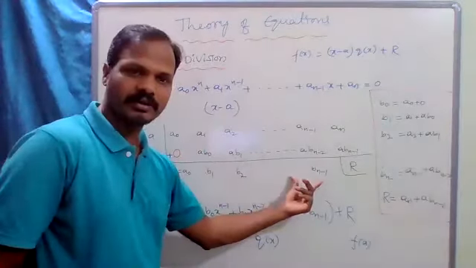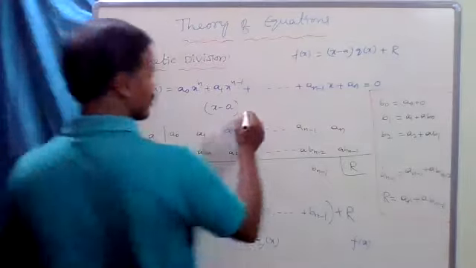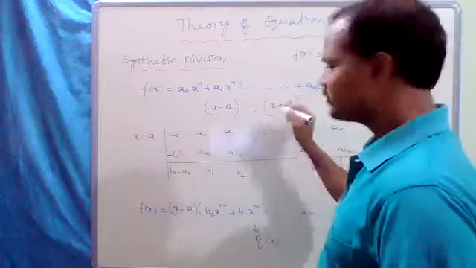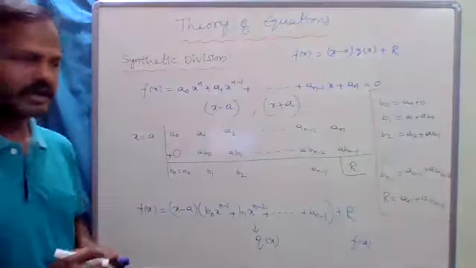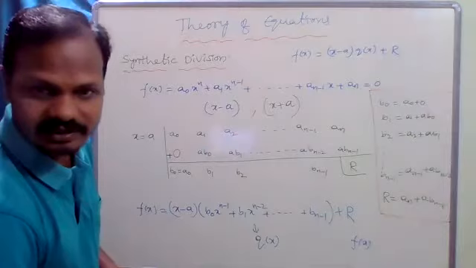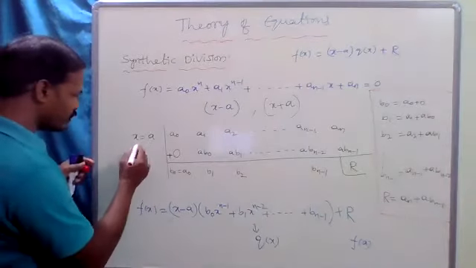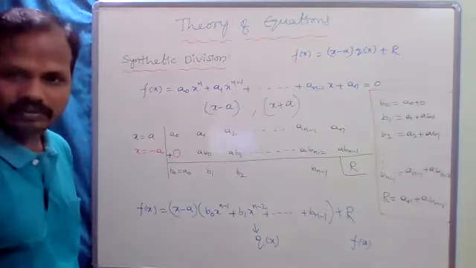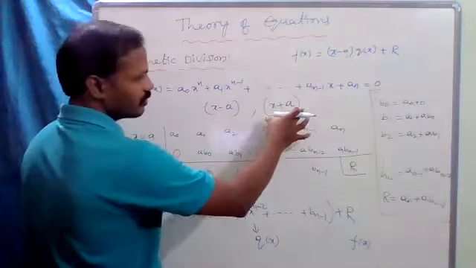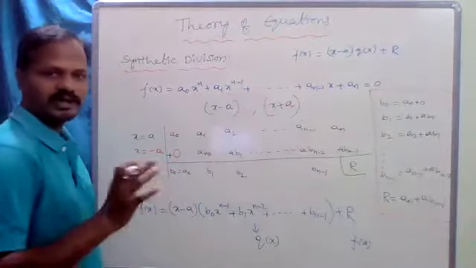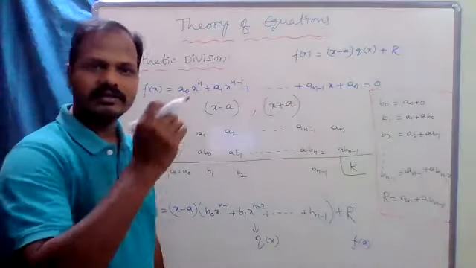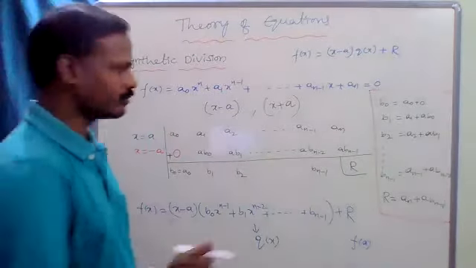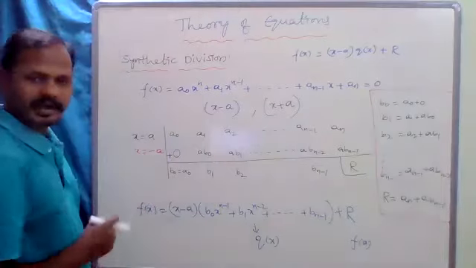Suppose you make division with x plus a, then what you have to write here? You have to write x equal to minus a. That's all. Whatever the divisor is, make it equal to 0, then you will get the x value. So you have to write x equal to minus a.